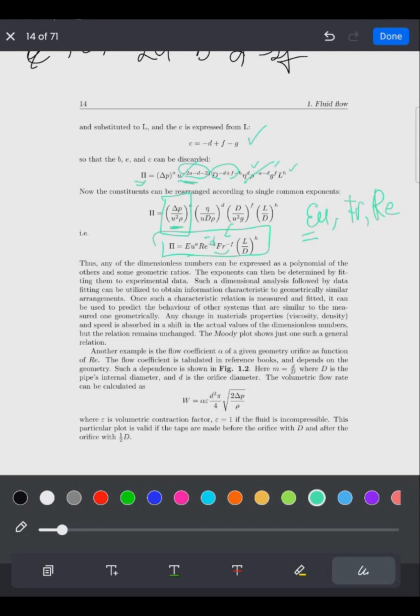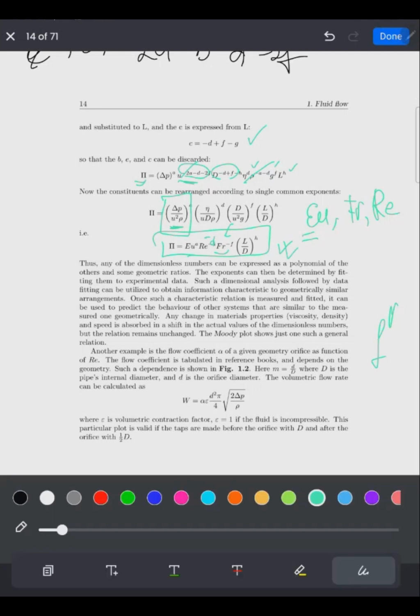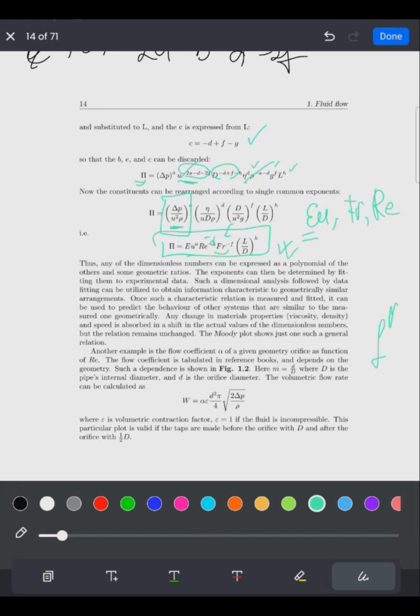You can use these, and we'll write it and put the same values into the equation again. So C is also expressed. The pi is equal to delta P, f, U, that we have just expressed, D we expressed, eta, rho, g, L. All of them are staying the same. Just keep in mind one thing: we are always trying to rearrange our equation in such a way that we can use the Euler number, Froude number, and Reynolds number.